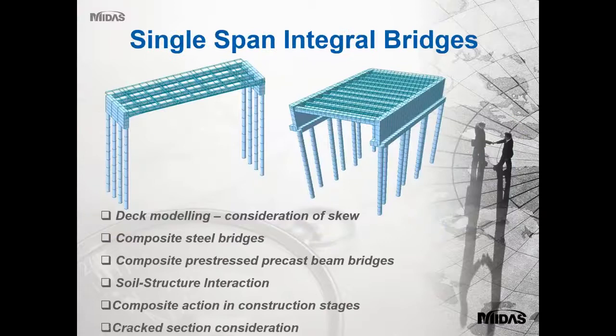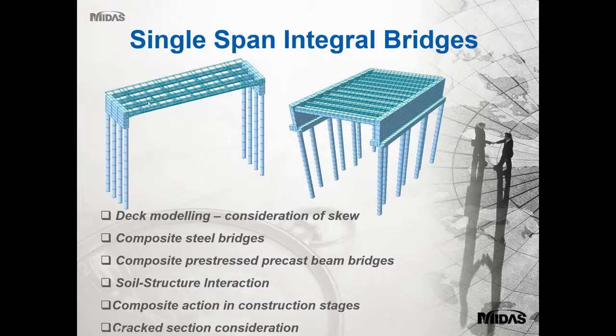Okay, so let's quickly move on to our first example, a single span integral bridge. The major feature we will focus on in this type of bridge is how to model the deck, considering the skew and different types of skew: if you have a skew angle less than 20 degrees or greater than 20 degrees, what kind of grillage you should be adopting.